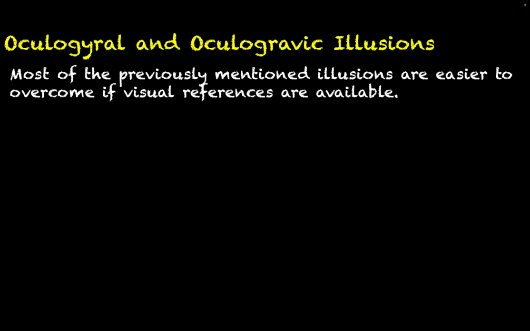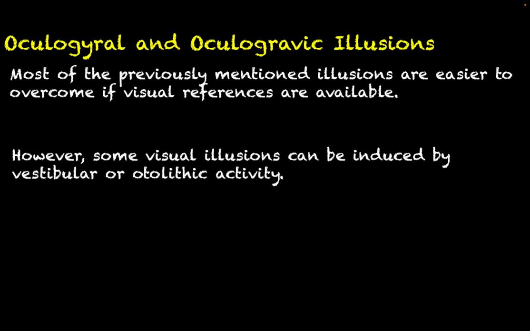Okay, and finally, let's talk about the oculogyral and oculogravic illusions. Again, these are the ones that have this kind of unfortunate synergy with the visual illusions that come from flying at night or without visual references. As we've talked about many times so far, most of the previously mentioned vestibular illusions are easy to overcome if you have outside visual references available.